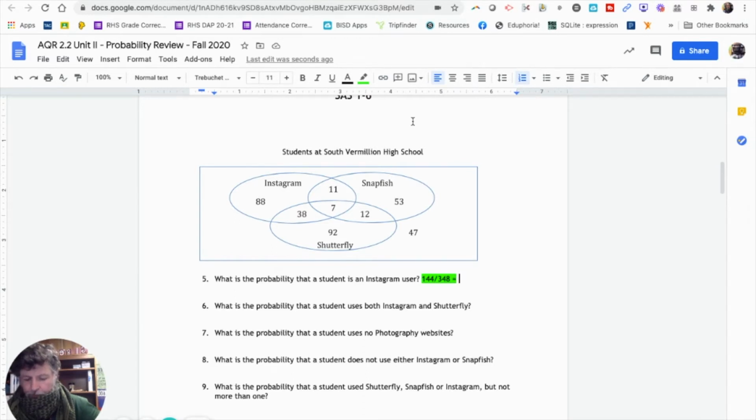We divide 348 by 2, that's 174. We divide that by 2, it's 87. 144 divided by 2 is 72. Divide that by 2, and it's 36.